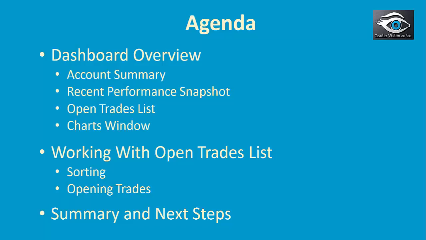Okay, so let's do a quick summary of what we've covered today. We did an overview of the sections of the dashboard, including the account summary area, the recent performance snapshot, open trades list, and the charts window. We also talked a little bit about working with open trades, including sorting the columns to get a quick idea of which trades we should focus on, and then opening trades either by double-clicking or by using the selection and open button.